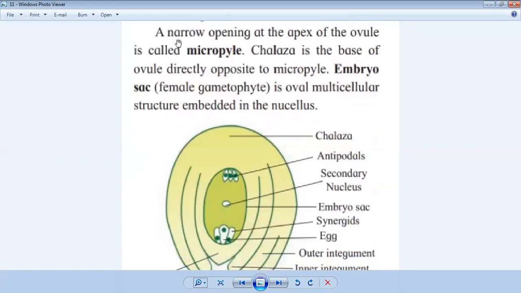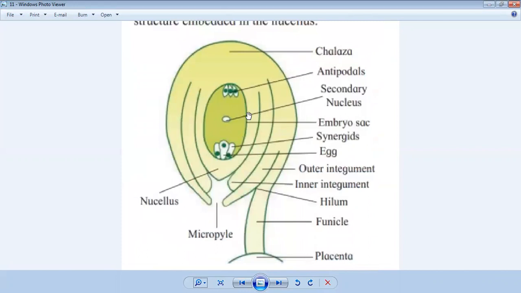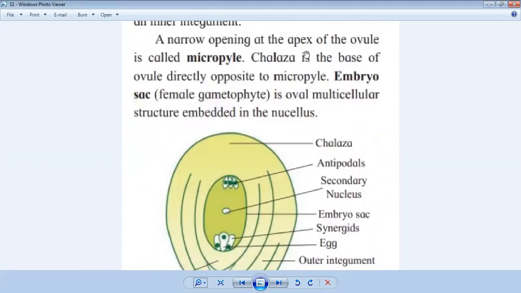ठीक है. So the narrow opening at the apex of the ovule is called the micropyle. ठीक है. Micropyle जो होता है वो narrow opening होती है at the apex of the ovule, and the chalaza is the base of the ovule directly opposite to the micropyle. ठीक है.